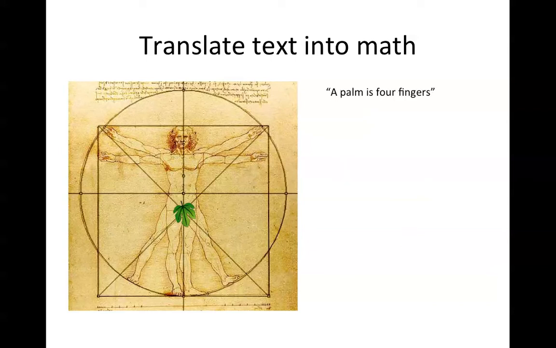Let's try it with just one more of the things Leonardo wrote on the picture. A palm is 4 fingers. And as you can see from his illustration, what he means is that the width of the palm is equal to the width of 1, 2, 3, 4 fingers. So we're going to say that p is the width of a palm and f is the width of a finger. Why don't you go ahead and write the equation that you think this translates to?